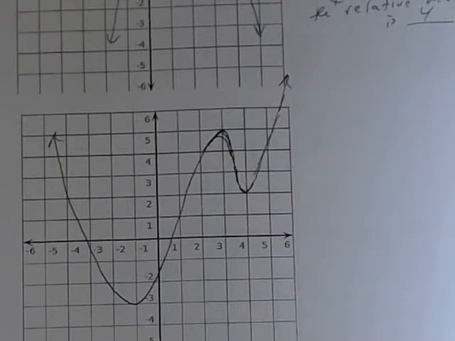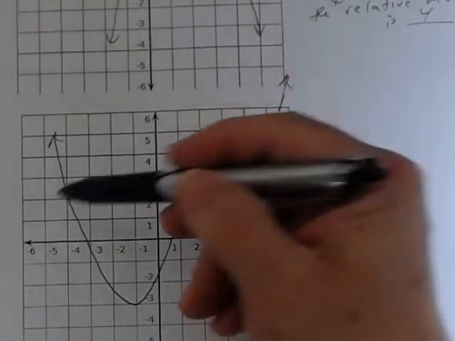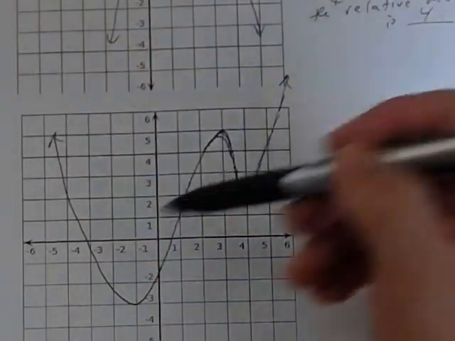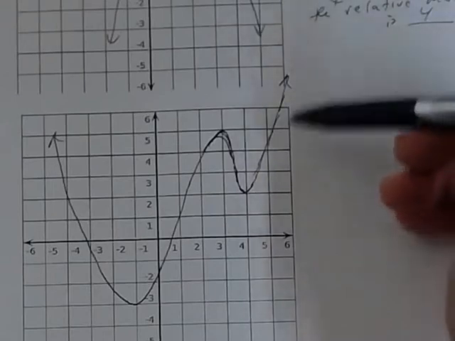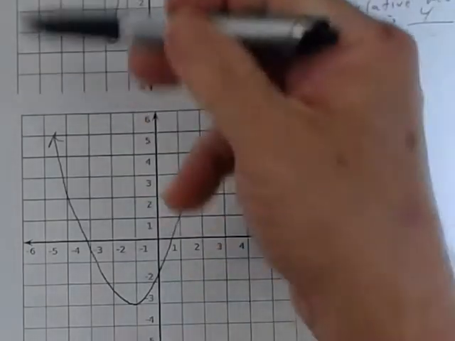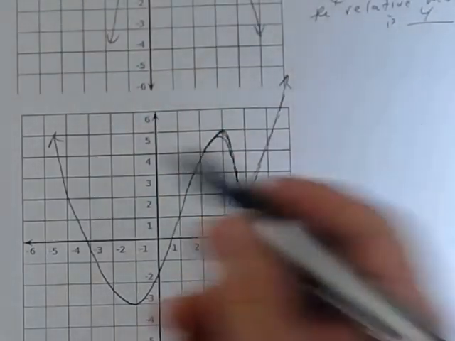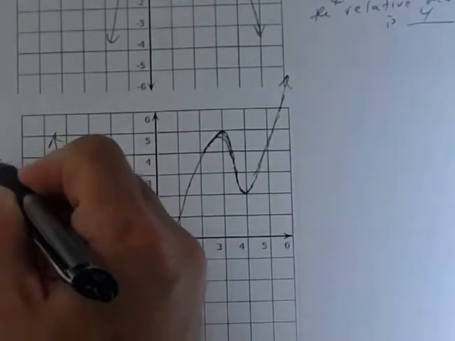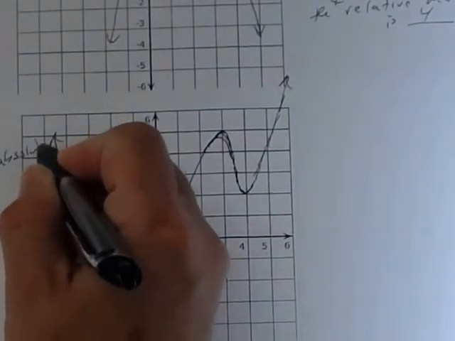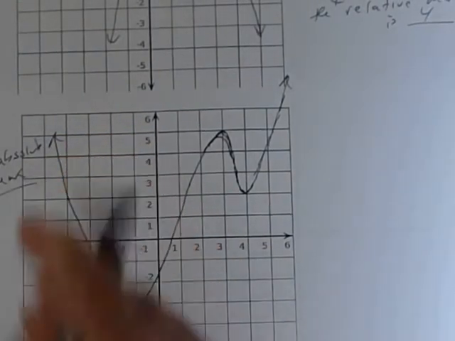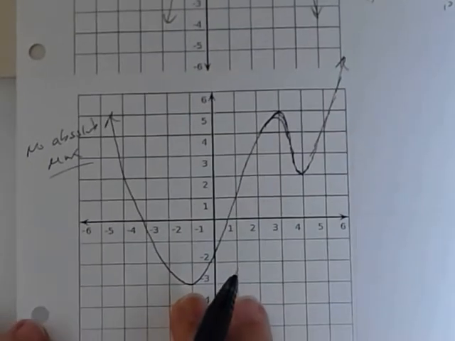So my question is, is there an absolute max? No, there's no highest maximum because it keeps on going. There is no largest y value, right? Y'all agree there's no largest y value. You can't tell me what it is. It goes to infinity. So y'all agree there's no absolute max? Okay. So there's no absolute max.